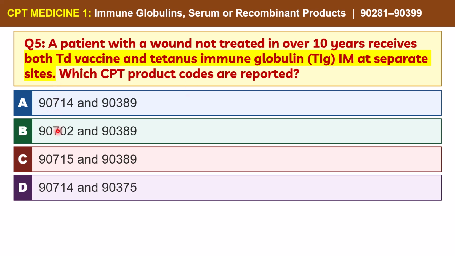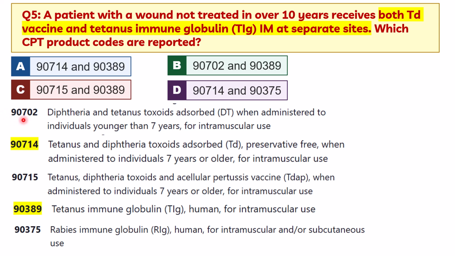So once you look at the answers, each code set is nearby codes. So you can use the elimination method for the exam purpose. But for the real working world, you would use the CPT alphabetic index. So I will explain both. Once you go to the code 90702, diphtheria and tetanus toxoids absorbed when administered to individuals younger than 7 years. But in our case, this is over 10 years, so that is not possible. When you go to the next code, 90714, tetanus and diphtheria toxoids absorbed, that is TD, preservative free when administered to individuals 7 years or older for intramuscular use. So that is the case here, 7 years and older. Here it is 10 years. So the first correct code is 90714.